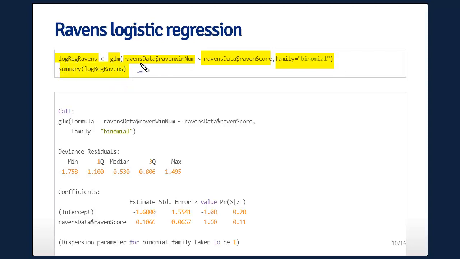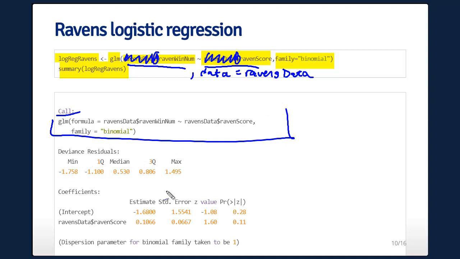By the way, you don't necessarily have to use the dollar sign to grab the column variables from that data frame. You can actually just put comma data equals Ravens data, and then you can omit that part and that part if you want. Okay, so then glm tells you what formula you called. It gives you a summary of the generalized form of the residuals, and then it gives you here's beta naught and beta 1.